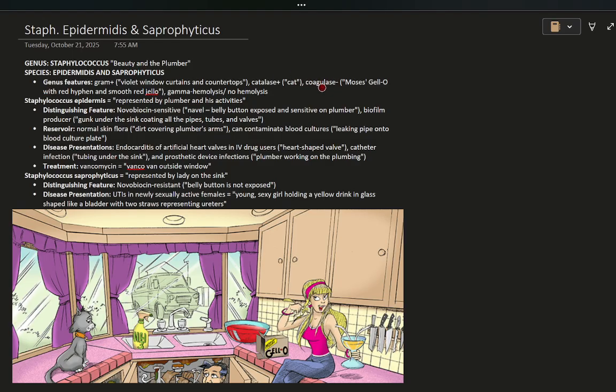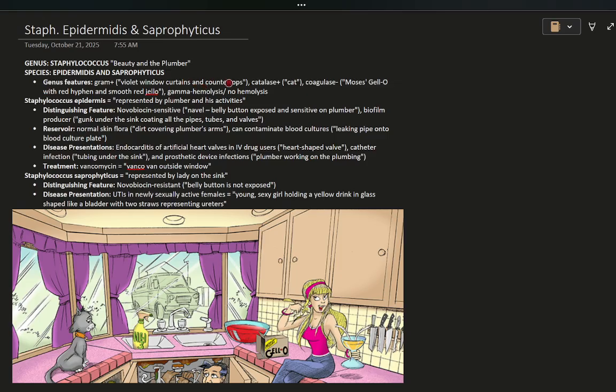And so you can distinguish these two species from Staphylococcus aureus due to the fact that they are both coagulase negative. So how do you remember these properties? For gram-positive, think about the violet window curtains and countertops that we see over here, because gram-positive bacteria stain purple.